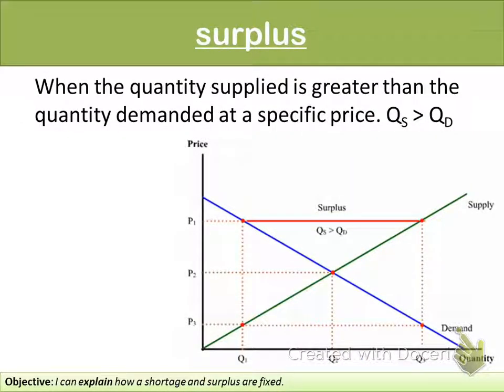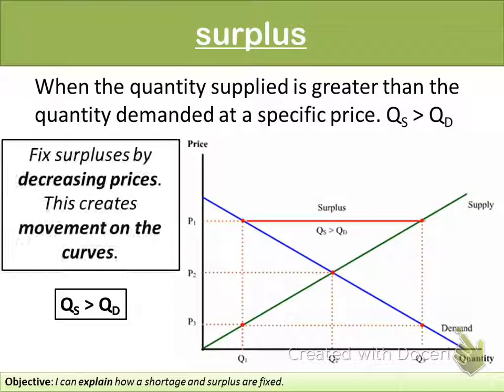Surplus, that's our last key term, and that's when quantity supplied is greater than the quantity demanded at a specific price. So Q sub S is greater than Q sub D. This is just the opposite of a shortage. And we fix surpluses by decreasing the prices, and that creates movement down the curve. So if the price is at P1, nobody wants to buy it, and so we've got to decrease the prices, and we have to increase demand here. And so P1 to P2, we have to decrease our prices.